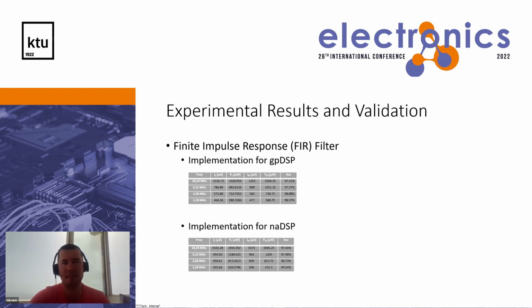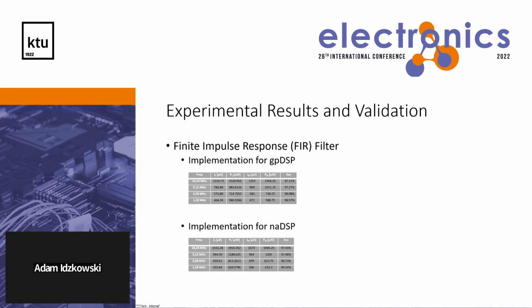And the experimental results and validation we did with a real-world application in embedded systems, quite often used, which is the finite impulse response filter. In our system, we had two different cores, a general purpose DSP and a numerical acceleration DSP. And in both cases, on different clock frequencies, we measured quite high accuracy levels, above 97%. You can see the measures here in the tables.